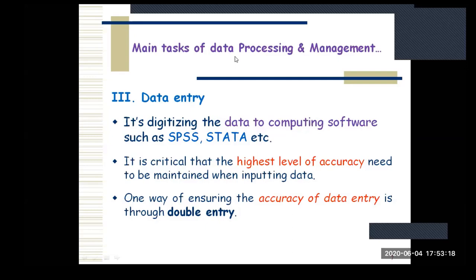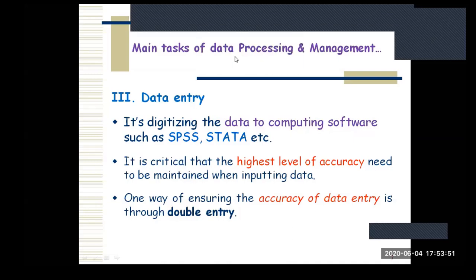Otherwise, as you know, in computer language, garbage in is garbage out. That means if you fail to insert proper data, the output might not be relevant. Therefore, the highest level of data accuracy must be maintained while you are digitizing the data into these software. And one way of assuring this highest level of accuracy is what we call double entry.